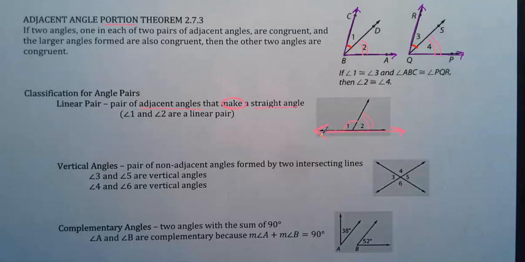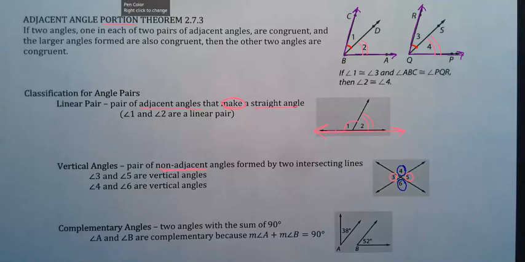Vertical angles are a pair of non-adjacent angles formed by two intersecting lines. So angle 3 and angle 5 are vertical. I understand that they're side by side, but they are called vertical angles. They are opposite of each other. Angle 4 is vertical to angle 6. One's on top, one's on bottom, but they're opposite of each other.